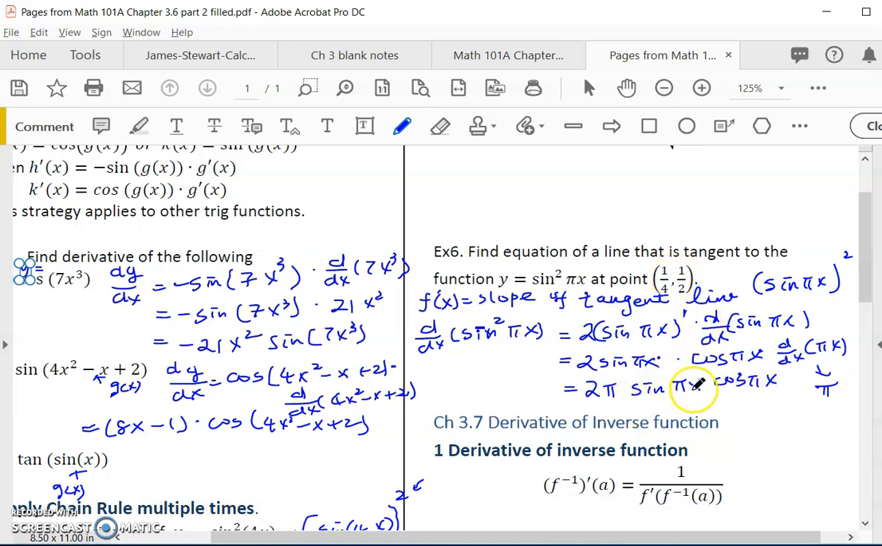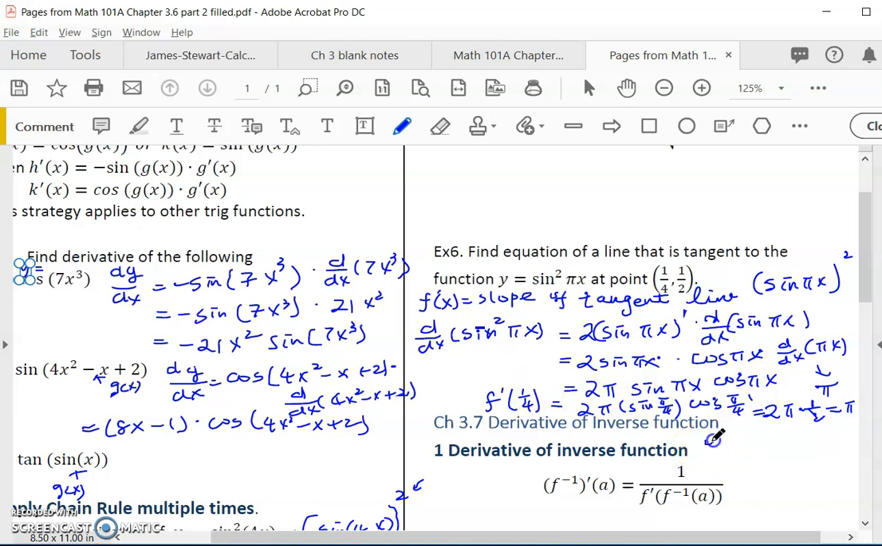I plug in 1/4 to it, so it'll be f prime of 1/4. The slope would be 2 pi sine pi over 4 cosine pi over 4. Sine of pi over 4 and cosine of pi over 4 are root 2 over 2. So you multiply them, it's 1/2. So 2 pi times 1/2 equals pi. So ultimately, the slope is pi.